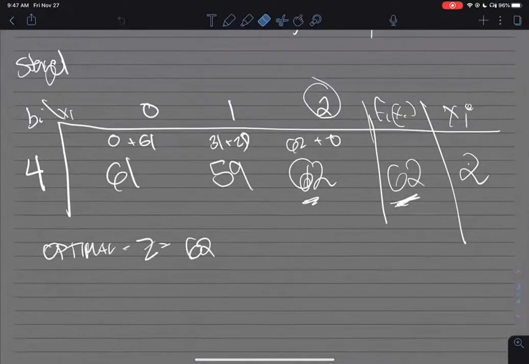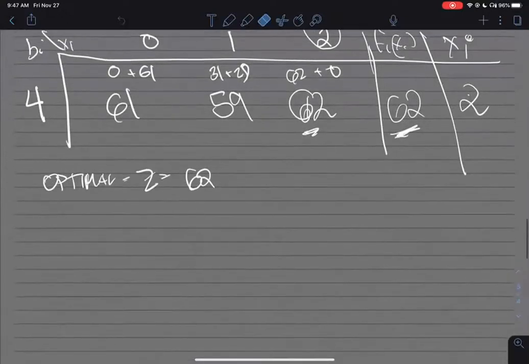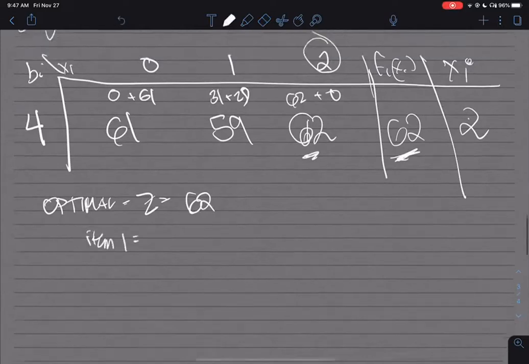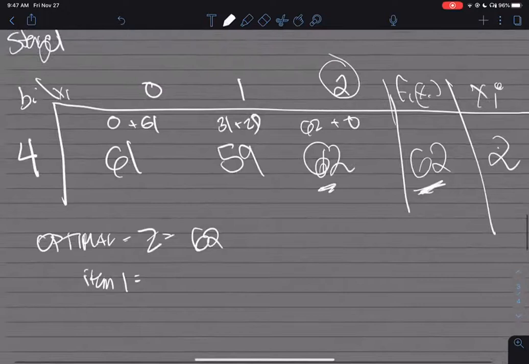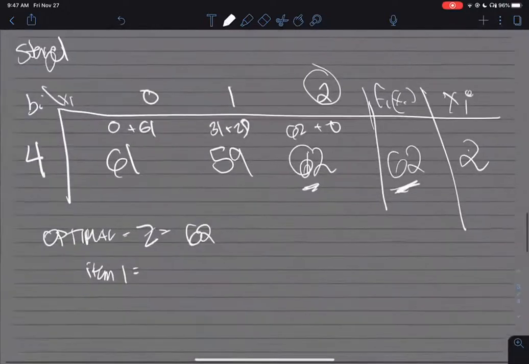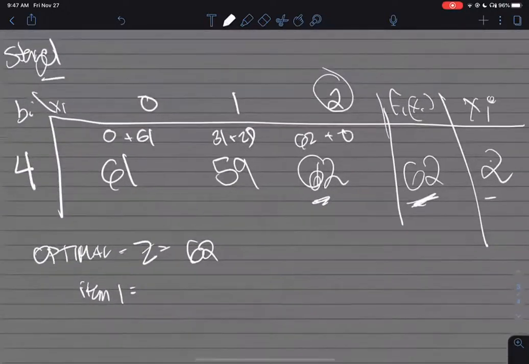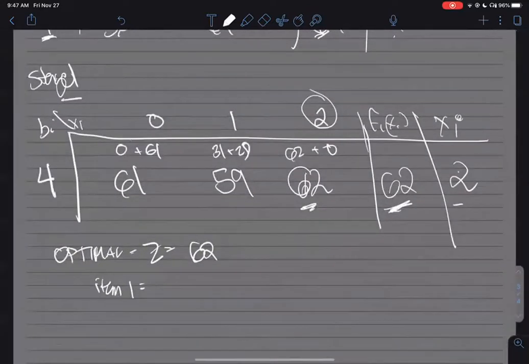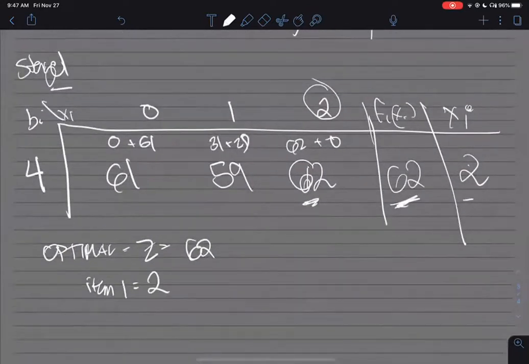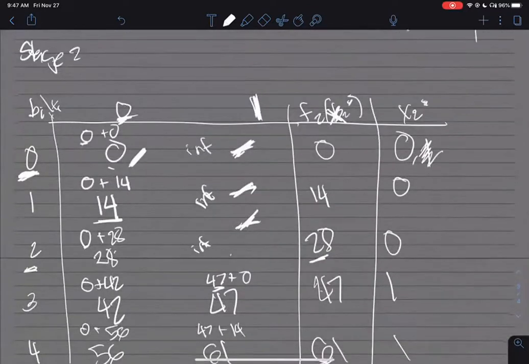Okay, there we go. 62. And then we now backtrack. Stage 1 or item 1. Optimal solution for stage 1. Optimal solution for stage 1 is to bring 2 units of item. I have 2 units of item for stage 1.